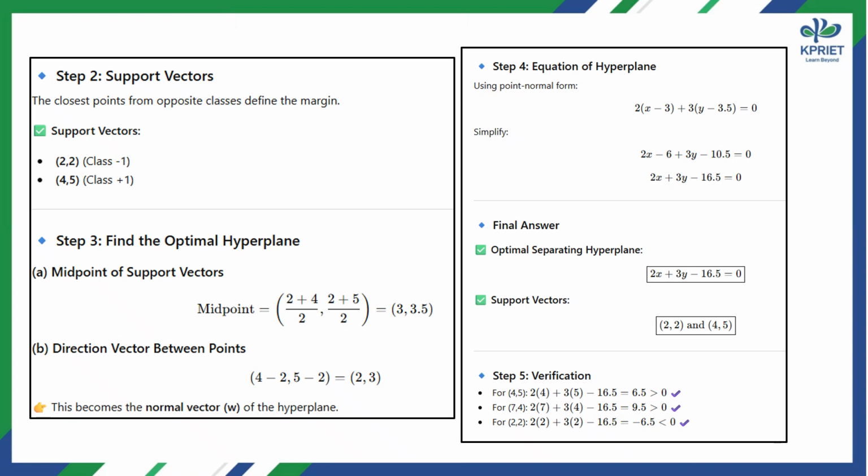Now we'll see about support vector machines. The support vector classes are given. From the support vector classes, midpoints of the support vectors are calculated. Midpoints will be like (3, 3.5). The direction between the points is also computed, which is 4 minus 2 and 5 minus 2, giving (2, 3). The equation of the hyperplane is obtained by substituting the values of the support vectors and direction vectors, and the final separating hyperplane is derived like this.